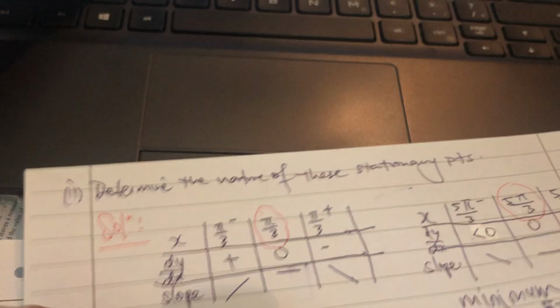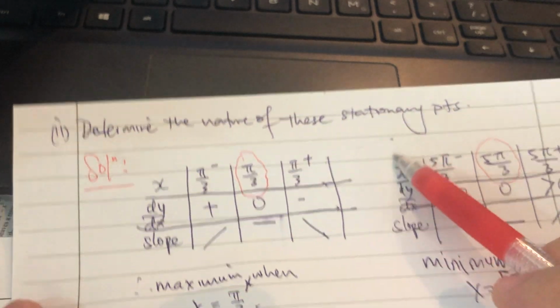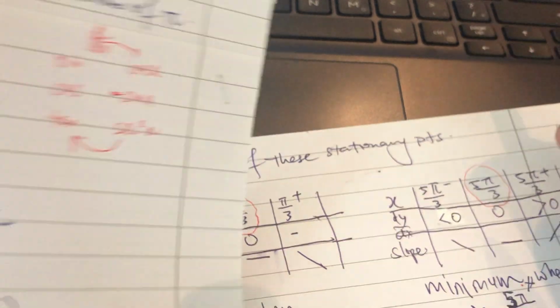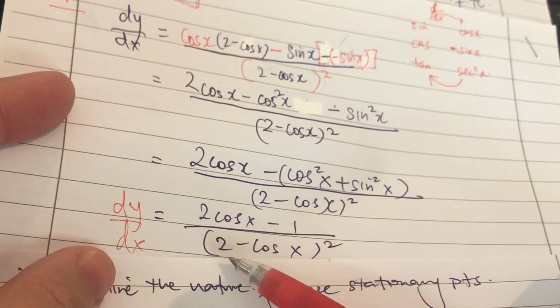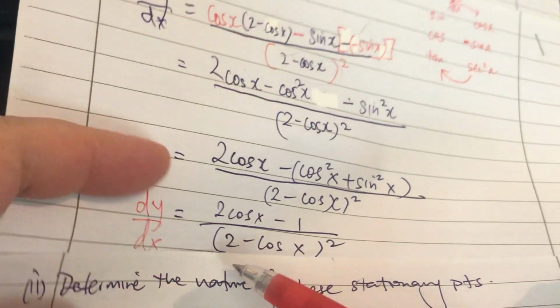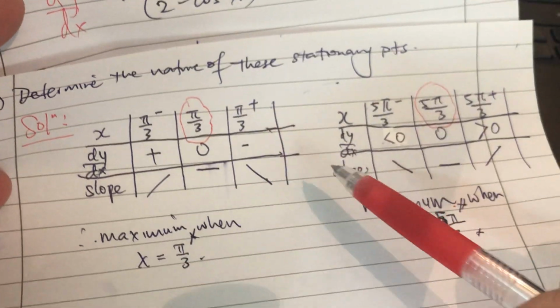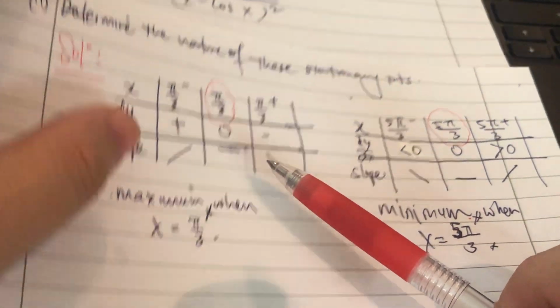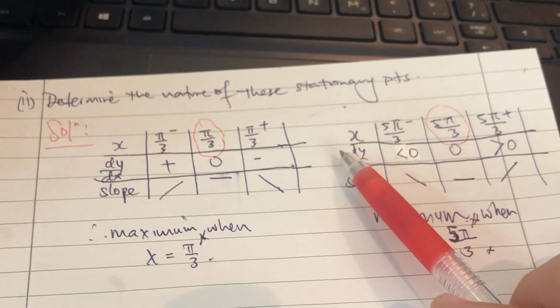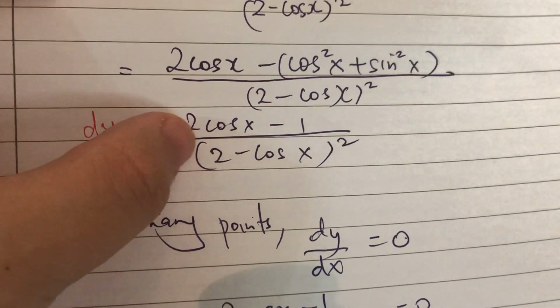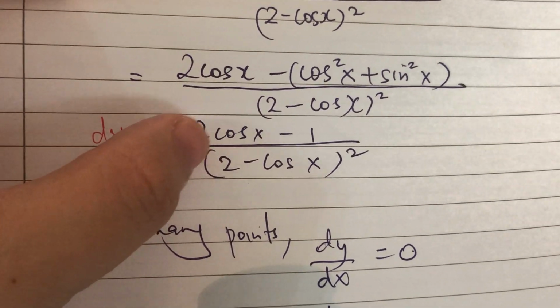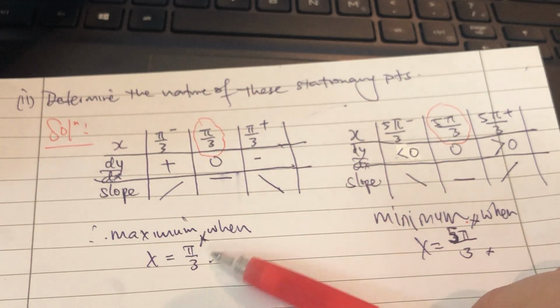Now let's move on to the second part, where they ask you to determine the nature of these stationary points. Now, I have to make a decision. You have to make a decision, okay, during the exam, whether to use the first derivative or the second derivative. I actually prefer the first derivative, as I always do first derivative, because even if there's a point of reflection, this will be able to determine the point of reflection. If I use the second derivative, firstly, I will have this problem of differentiating this again, and it becomes very complicated. I would rather work with this.